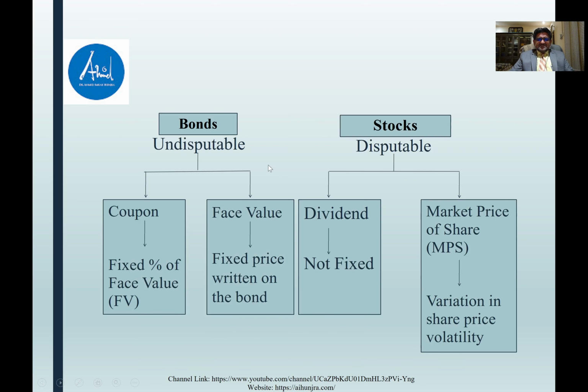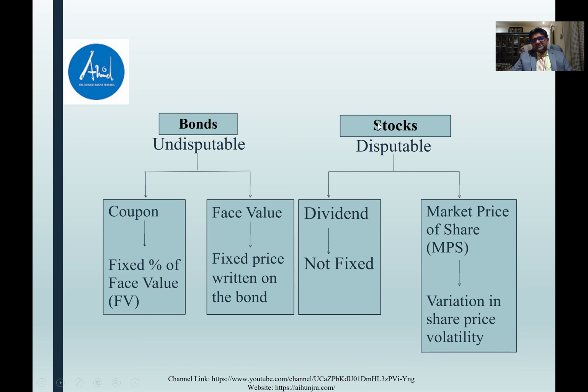So if we look at this slide, there are two financial assets, bonds and stocks. Bonds and stocks are fundraising instruments. And bond is undisputable. Why is it undisputable? Because its coupon is fixed on the face value, and the face value remains fixed over the life of the bond, held till maturity, and its face value is given to the bondholder at the time of maturity. That's why, if they are not changeable, we can name it undisputable.